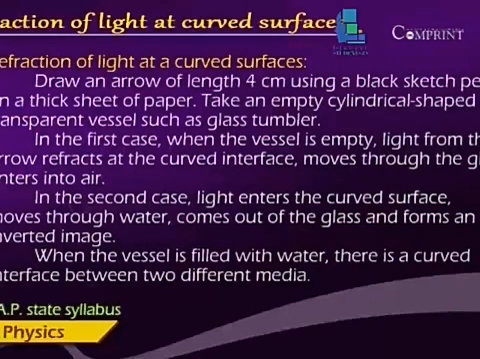Draw an arrow of length 4 cm using a black sketch pen on a thick sheet of paper. Take an empty cylindrical shaped transparent vessel such as a glass tumbler. In the first case, when the vessel is empty, light from the arrow reflects at the curved interface, moves through the glass, enters into the air. In the second case, light enters the curved surface, moves through the water, comes out of the glass and forms an inverted image. When the vessel is filled with water, there is a curved interface between two different media.